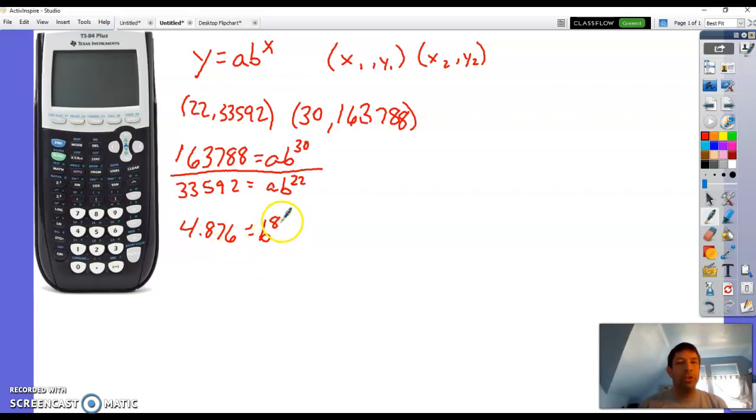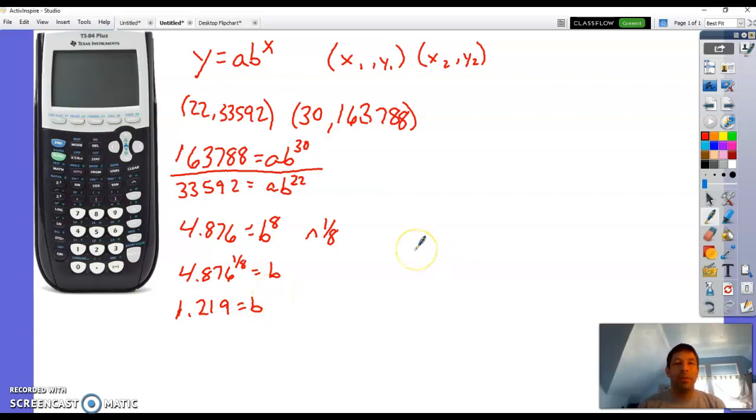And then remember, to undo a power, we raise it to its reciprocal. So we can raise both sides to the 1/8 power. So 4.876 to the 1/8 will equal b, and that answer comes out to be approximately 1.219. So that's our b value.